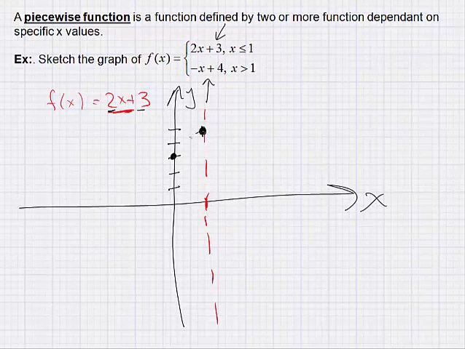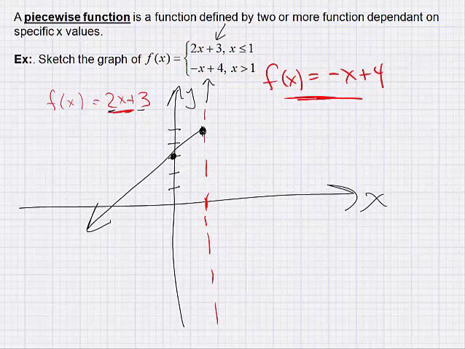So I'm going to then connect the dots, and that's my graph, but only on this side. I'm not going to let the graph travel over to the other side. So that's my piece over here. Now look at my other piece. My other piece is f of x equals negative x plus 4. Okay? That has to be graphed on this side. So I can do the same thing, y-intercept and slope, but I really want to stay on this side.